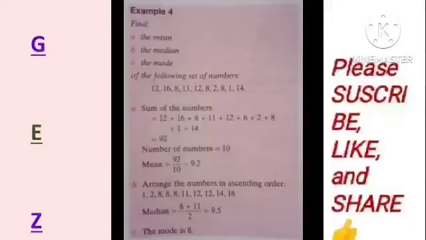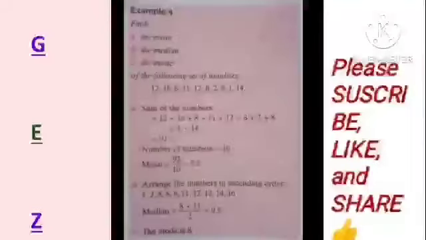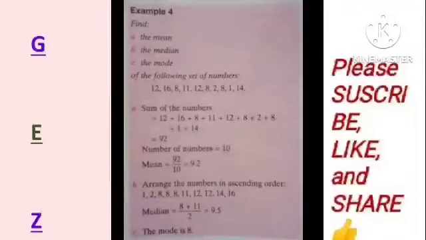That's the median. Then finally, looking for the mode, we have the mode as 8. The reason for this is that 8 occurs most often in the data. So 8 is the most occurring, that's why it's the mode.